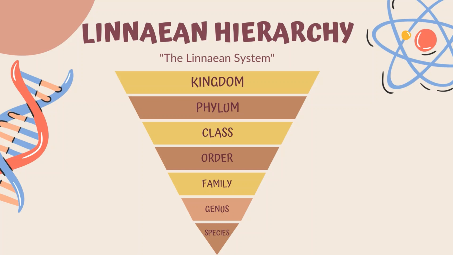Carolus Linnaeus was also the one who founded the system of classification called the Linnaean hierarchy, consisting of kingdom, phylum, class, order, family, genus, and species, with species being the most specific in the classification.